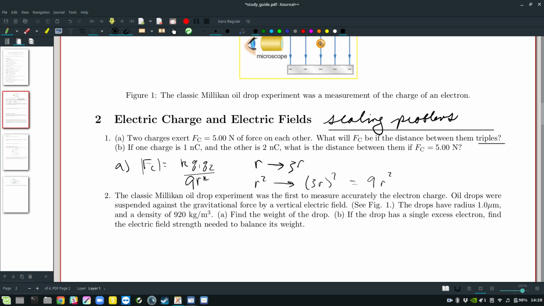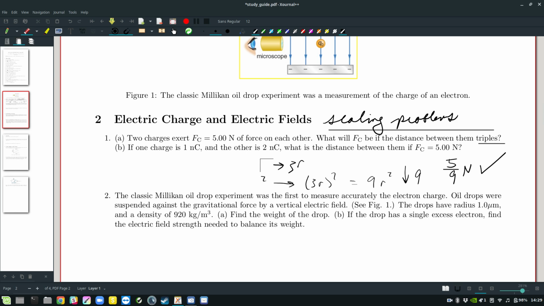And so the force will go down by a factor of 9 if suddenly there's a new factor of 9 in the denominator. And so if it was 5 newtons, then it should become 5 divided by 9 newtons, because that would reflect the fact that force goes as 1 over distance squared. A tripling of the distance will decrease the force by a factor of 9. And then part B requires us to make some more room.